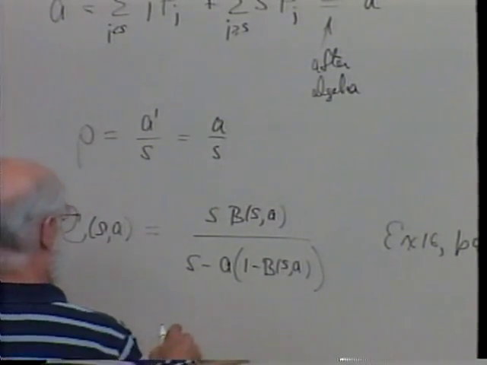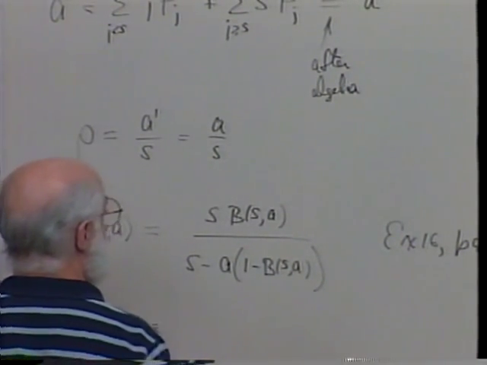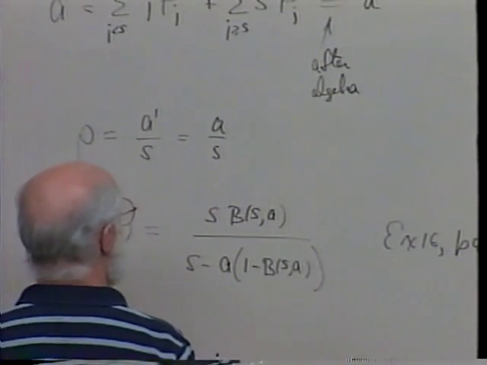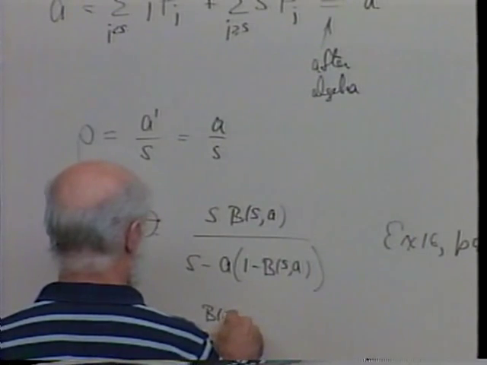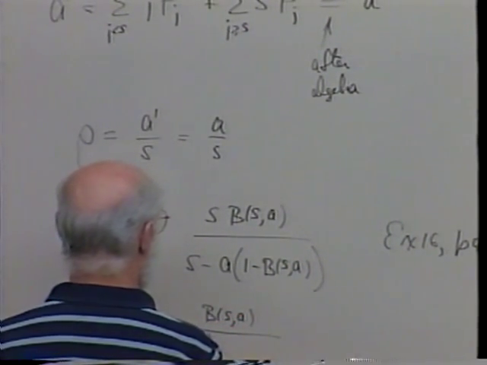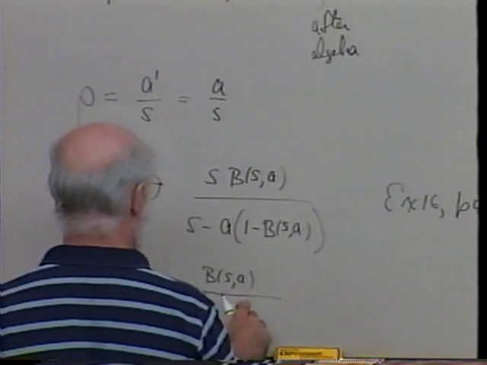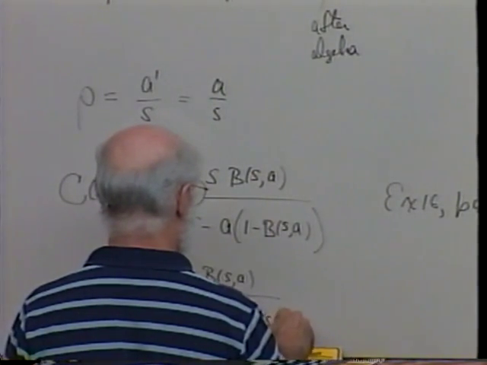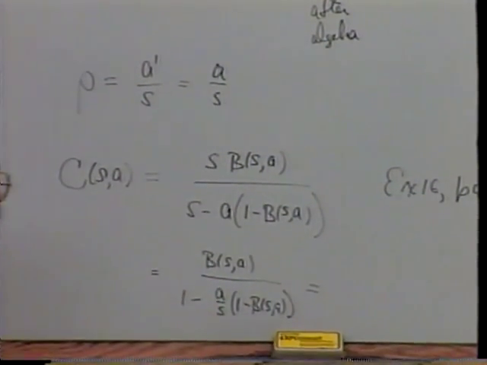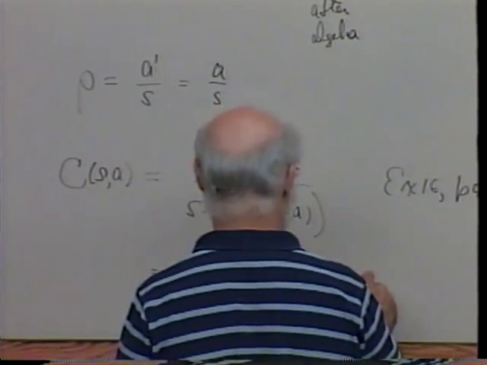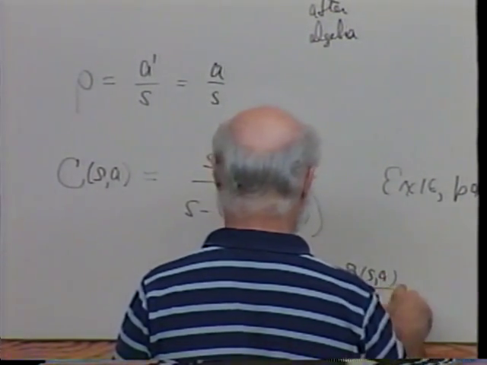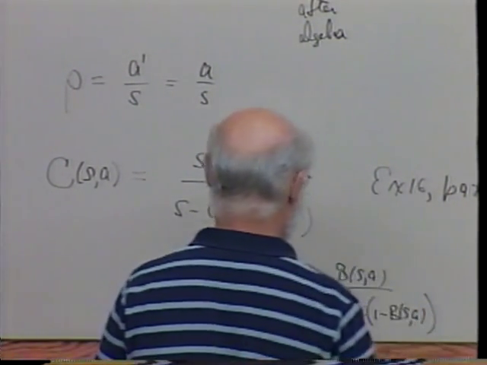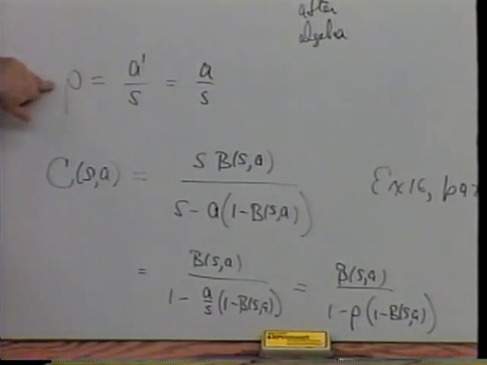That can be written also if I divide through by S. I could write this as B of S, A divided by 1 minus A over S times 1 minus B of S, A. And of course, A over S is the utilization. So I can write this as B of S, A divided by 1 minus rho times 1 minus B of S, A. A over S is the utilization because of this statement right here.